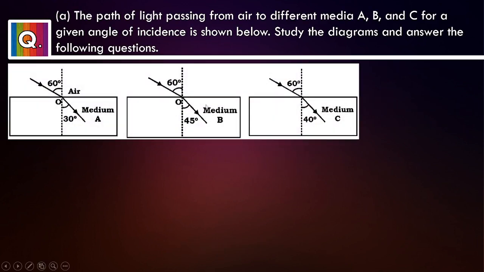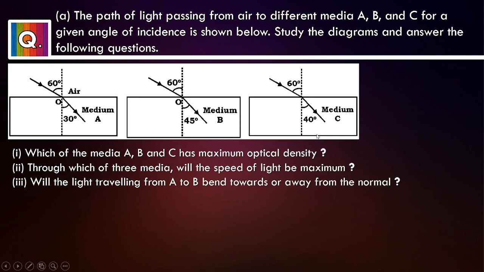Now the next question: the path of light passing from air to different media A, B and C for a given angle of incidence is shown. Study the diagram and answer the following. Here you see the incident ray making an angle of 60 degrees. Here it is making an angle of 30 degrees. Here 60, here 45, here 60 and here another one, 40.